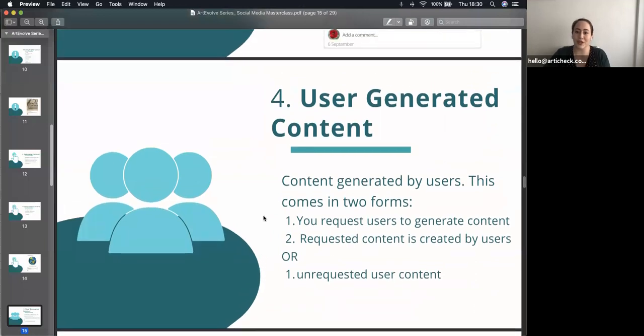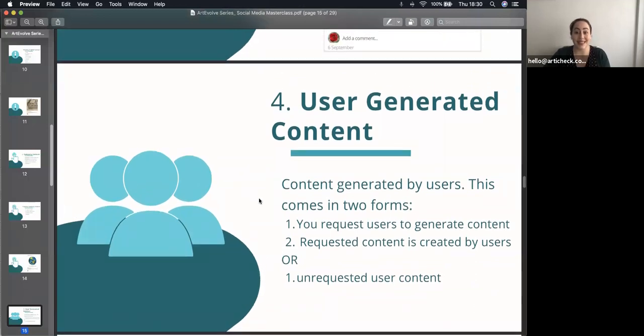Number 4 is user-generated content. Now, this is something that is fantastic during this period because not only are you at home, but all of your users are at home and they are spending a lot of time on social media. So, content generated by users, of course, is user-generated content. This comes in 2 forms. Number 1 is that you request users to generate content, and then this requested content is created by your users. So it's a call and a response. Or there is unrequested user content out there in the world, okay?